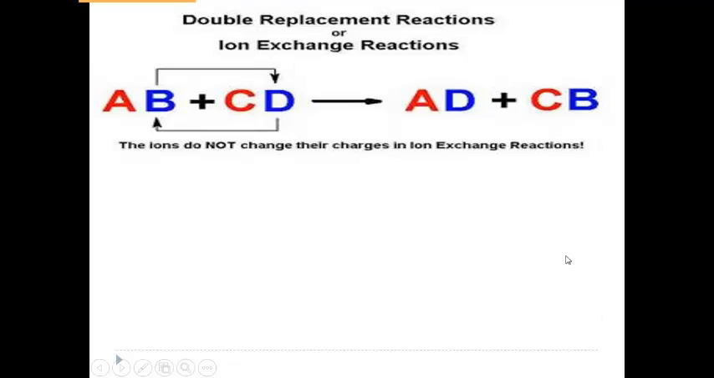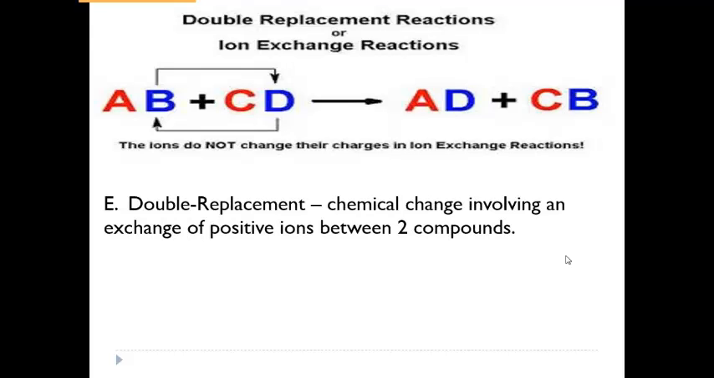Alright, we're going to take a look at our fourth type of chemical reaction here, and this is double replacement, and sometimes it's called ion exchange. In a double replacement reaction, you're going to have two compounds, and in these two compounds you're going to have the negative ions switching place with each other, or the positive ions switching place with each other, and so you're going to get two different compounds on your product side.